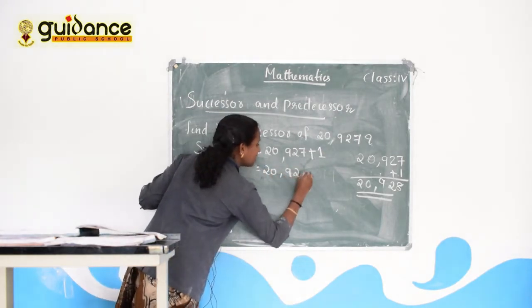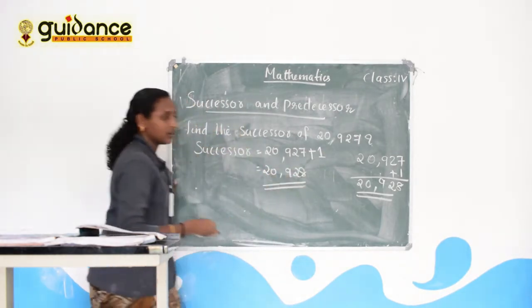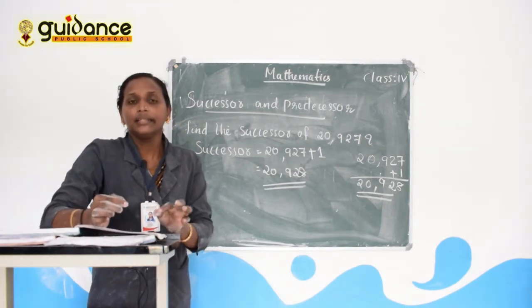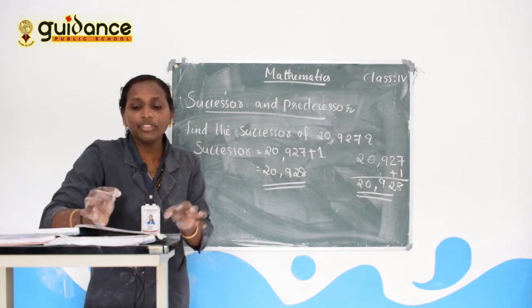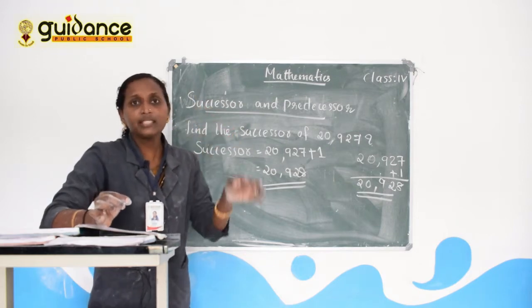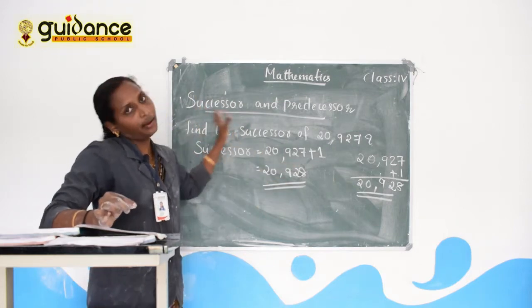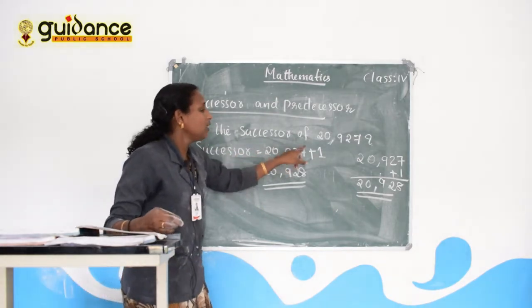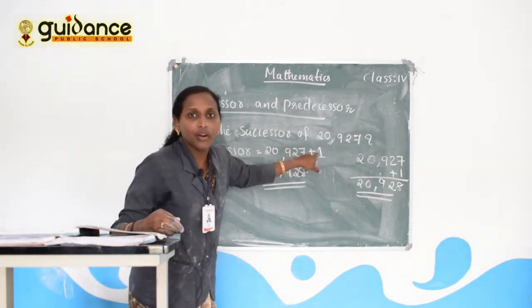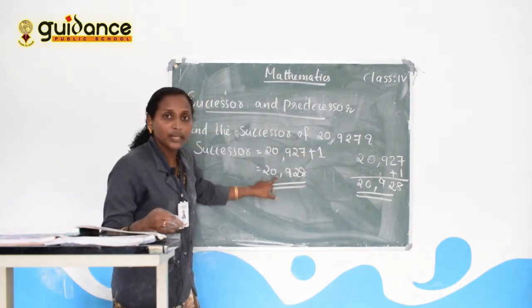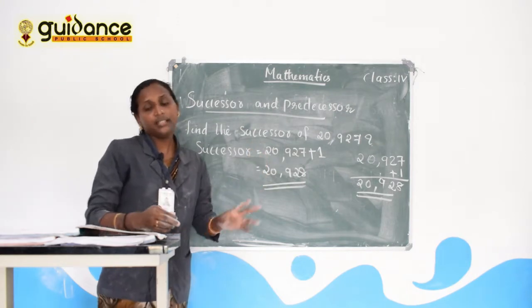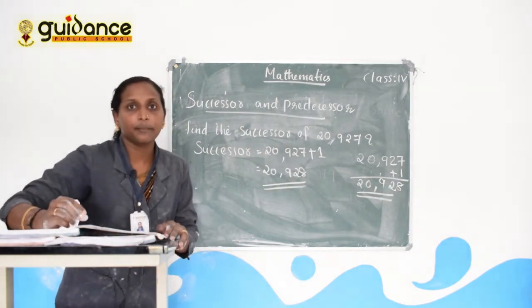That means the successor is the next number. The successor of a number is the number that comes just after it. That means we add 1 to the number. 20,927 plus 1 is equal to 20,928. This is the successor.